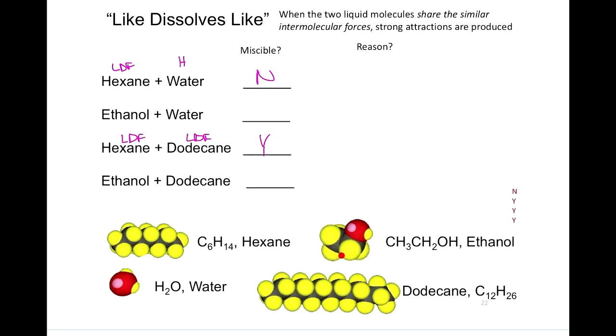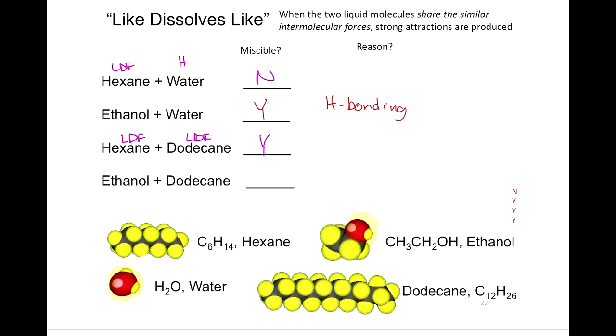All right, what about ethanol and water? Will they mix? Yes, you see the little oxygen on ethanol, and water also has that oxygen. We already looked at those structures here. These do mix because both of them have hydrogen bonding. If they can hydrogen bond with themselves, that means they can hydrogen bond with each other.